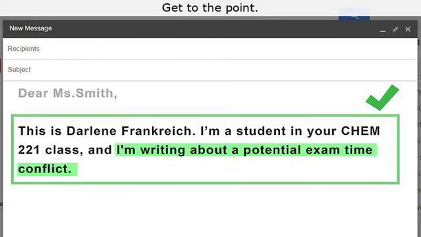Step 4. Get to the point. For a formal email, it's okay to be direct, as long as you are polite. Beating around the bush will only lose your reader and make it harder to figure out what you want or need from them. For instance, when writing to a professor, don't waste space with unnecessary padding like, "This is Darlene Frankreich. Do you know me? Chem 221 is my favorite class right now. I love the way the lectures are so organized. I can always follow along and know what will be on the tests. Speaking of tests, I was thinking about the next exam." Instead, it would be much clearer to write something like, "This is Darlene Frankreich. I'm a student in your Chem 221 class, and I'm writing about a potential exam time conflict."